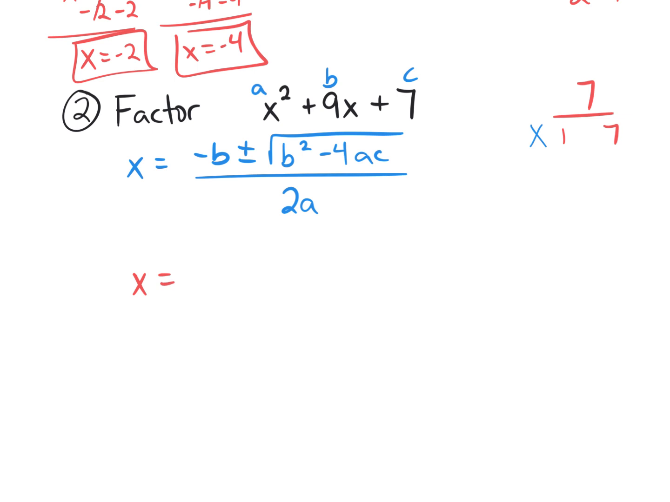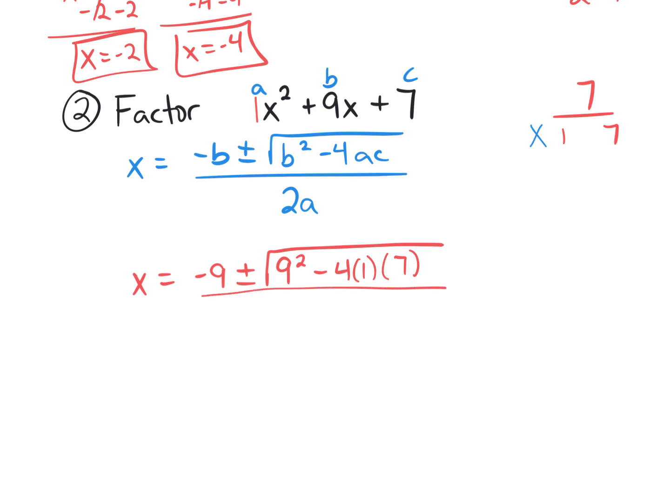What is my B value? 9, so negative 9 plus or minus the square root. My B value again is 9, so I have 9 squared, minus 4, what's A? The number in front of x squared is 1. Times 1, what's C? 7. Divided by 2 times A, which is 1. Now, that's a big step right there. All we did was plug in the values that we know.